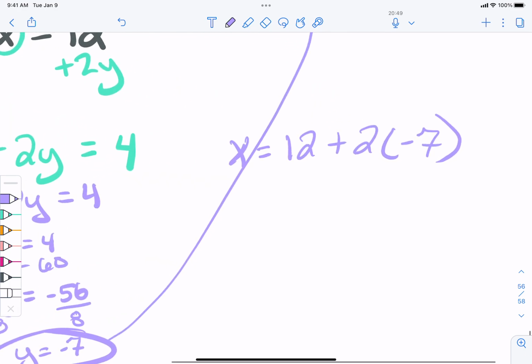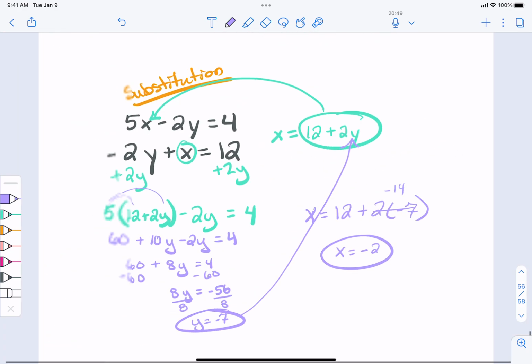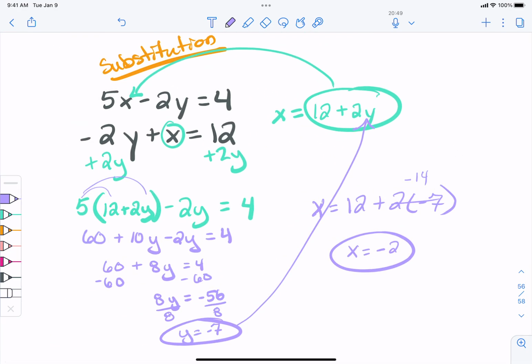Which one did you plug in? The second one. Either the 5x or the minus 2. No, you don't do either one. You plug it in when you're substituting. You always plug it into here, because you've already solved for x. You don't plug it into either one of these. So you plug the y in there to solve for x. Don't ever plug it in here.